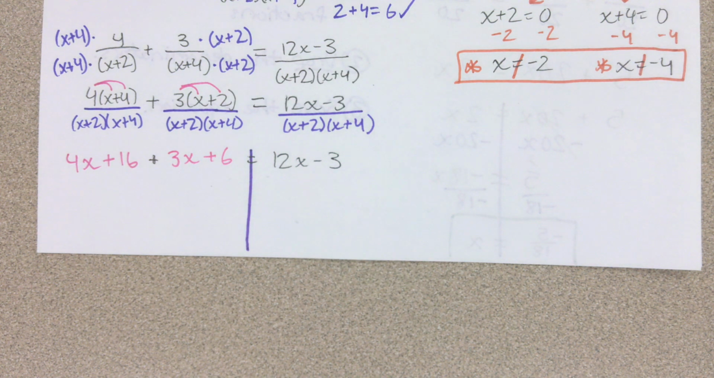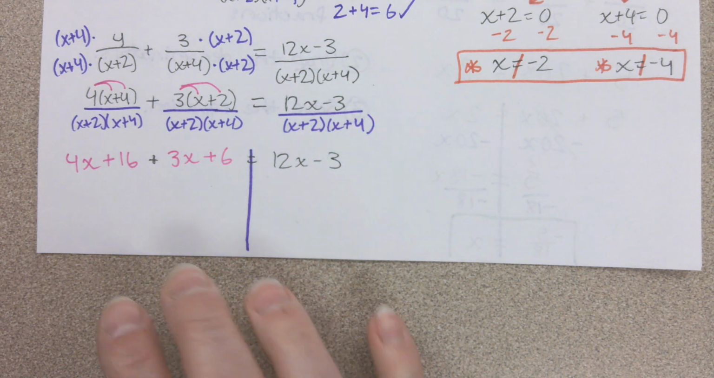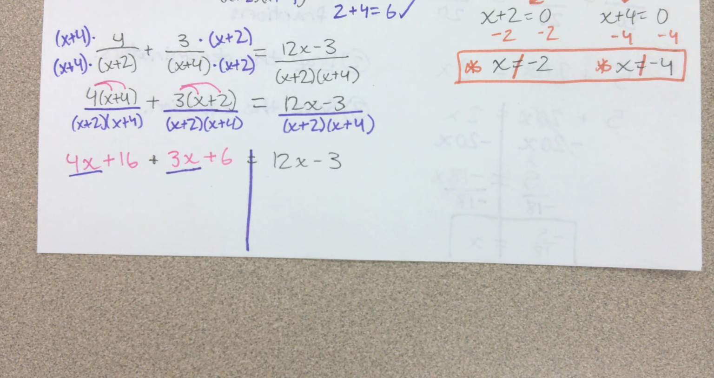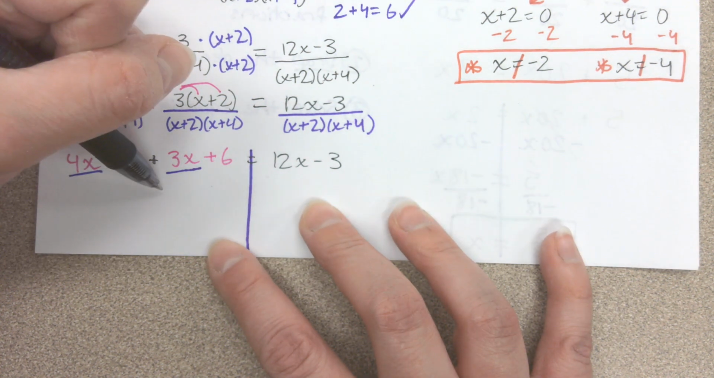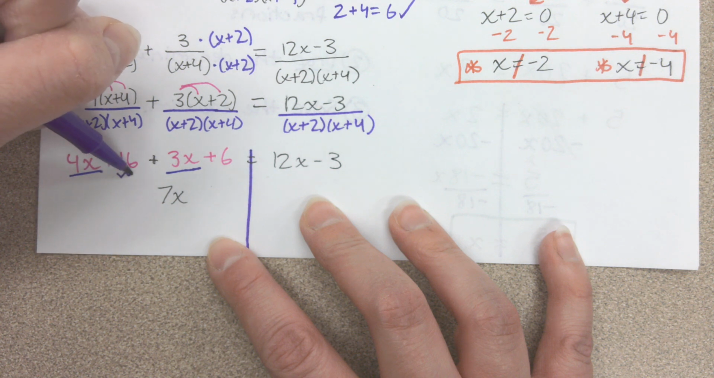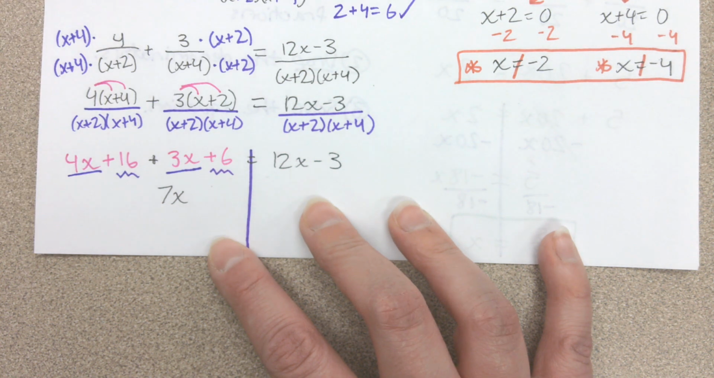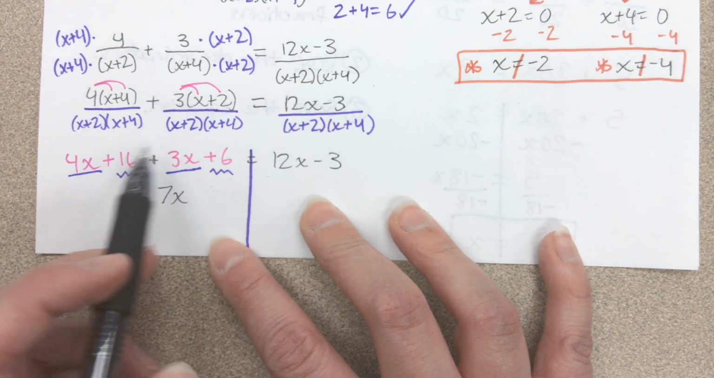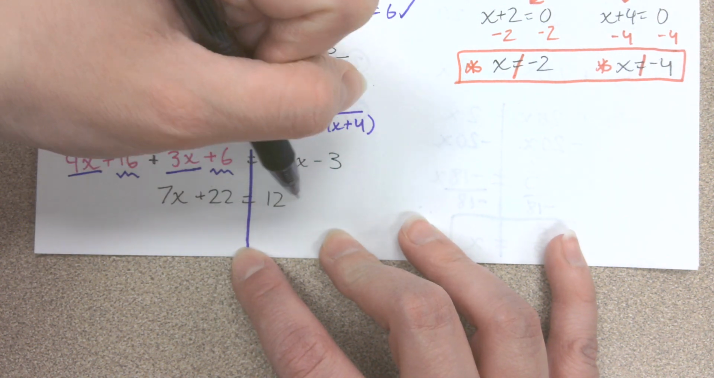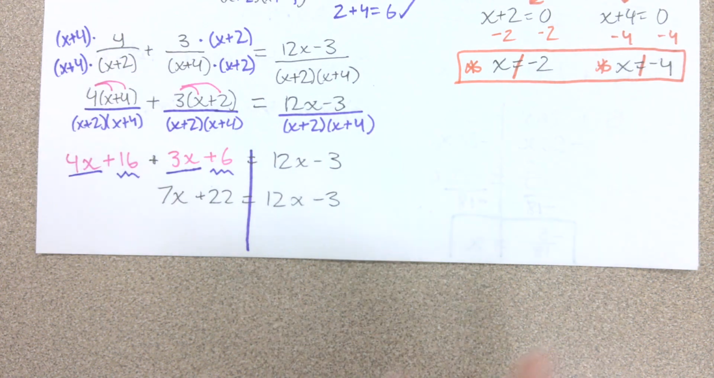And we start solving. Hopefully on the left you notice a lot of terms there. That means we can more than likely combine something. We have 4x and 3x, both positive, just add. 4 plus 3 is 7, so we have 7x. 16 and 6, both positive. 16 plus 6, that's 22. Equals 12x minus 3.